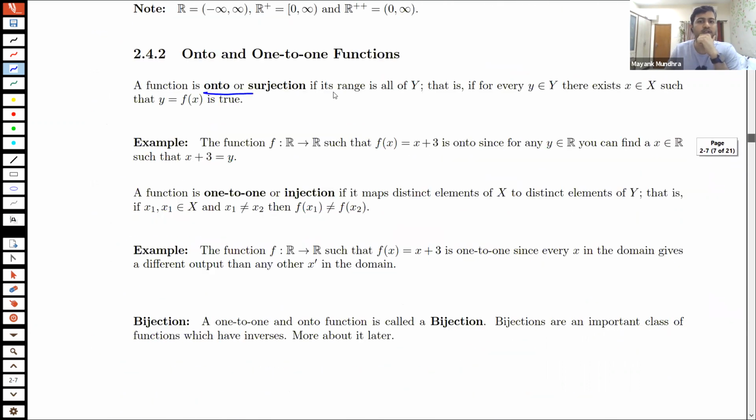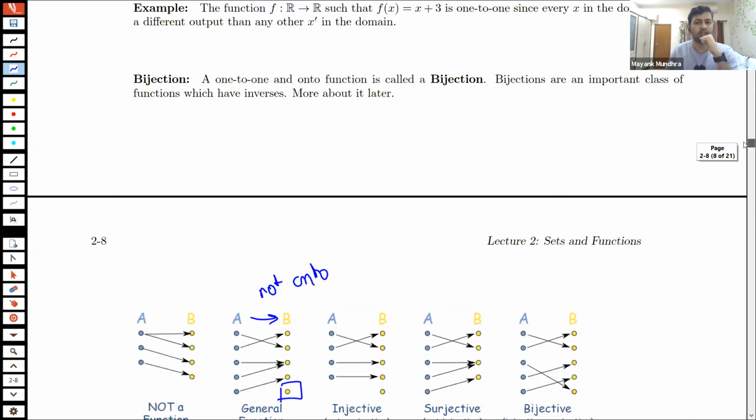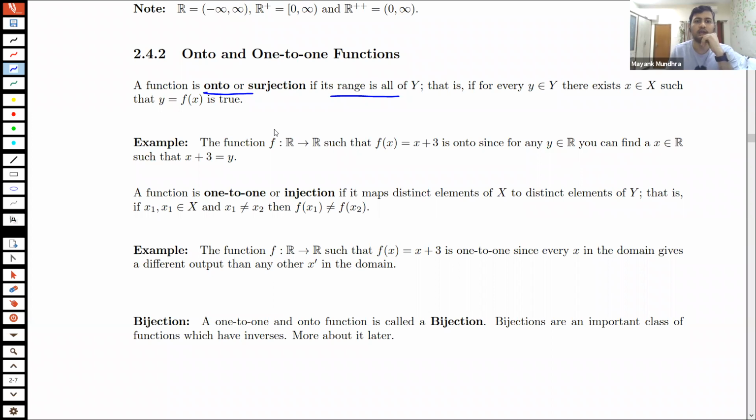A function is onto if the range is the codomain. So this is an example of a function that is not onto. Why is it not onto? Because this point is not mapped by any element in A. So such a function from A to B is not onto, because some elements in B are not being mapped. I think you would have already done this, so I'm just going to revise this part quickly.